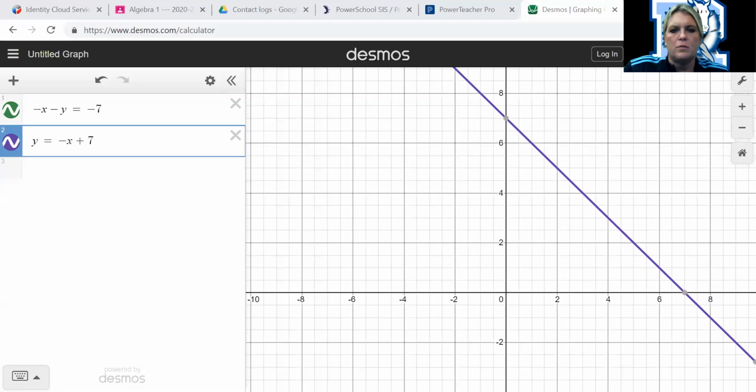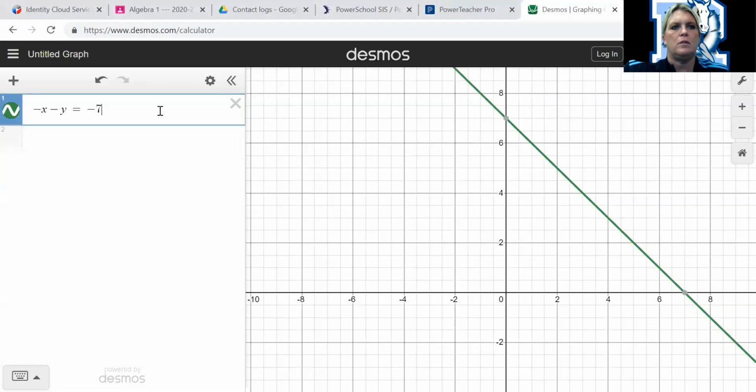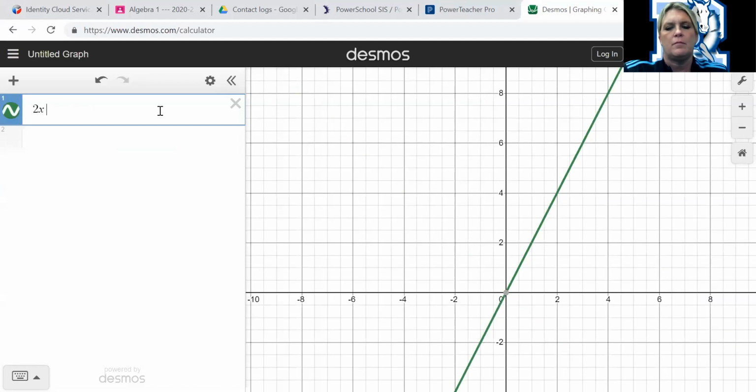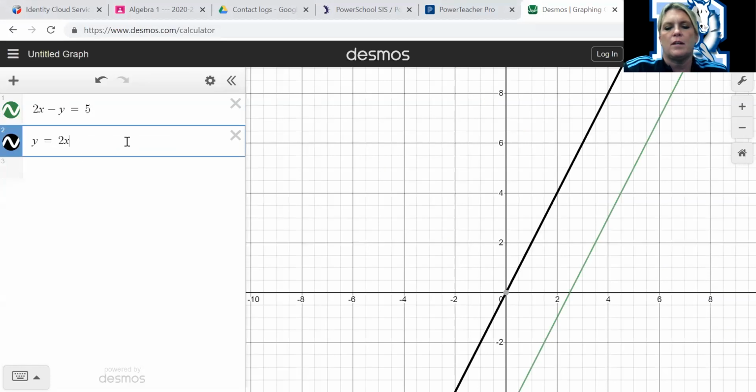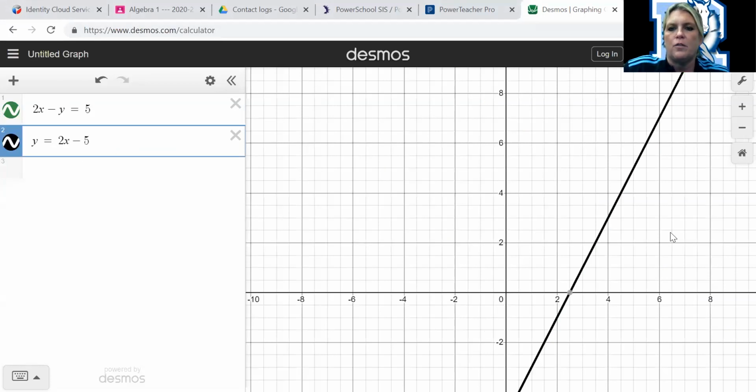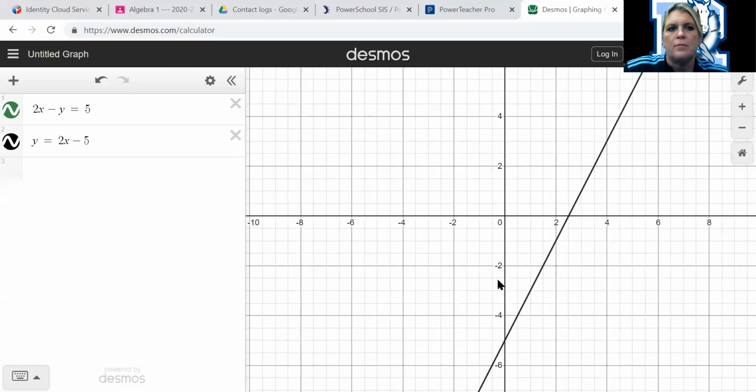All right, so on this one, we have this 2x minus y equals 5. So I'm going to go up here and do 2x minus y equals 5. There's my equation. So this is what the graph is supposed to look like. So now, though, we need to go here and put y equals 2x minus 5. So the next one, y equals 2x minus 5. They overlapped each other. That means we did good.